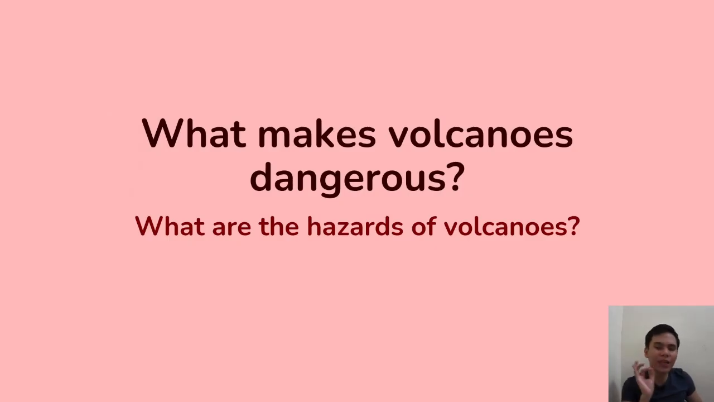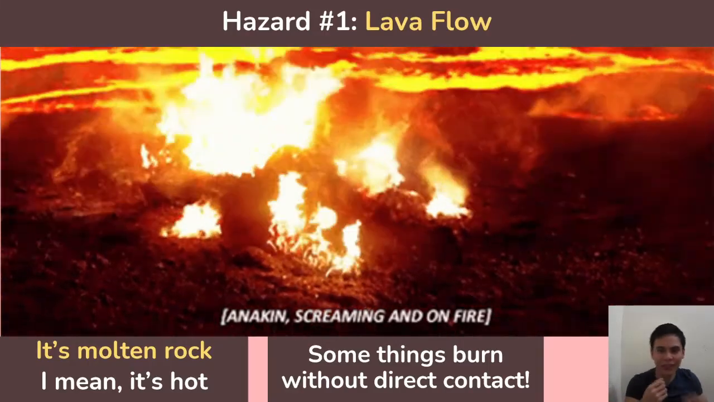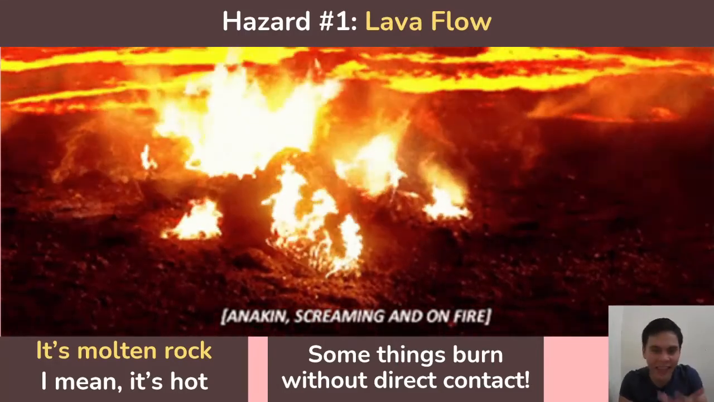Now, what makes volcanoes dangerous exactly? What are the hazards of volcanoes? Of course, the first is obviously lava flow. It's one of the types of materials that volcanoes are known for, and I mean it's molten rock. You expect things to burn up when it touches something really, really hot.